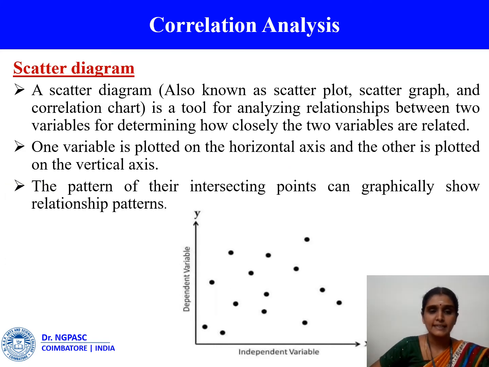The next one is the scatter diagram. It is a tool for analyzing the relationship between two variables, for determining how closely the two variables are related. One variable is plotted on the horizontal axis and the other is plotted on the vertical axis. The pattern of their intersecting points can graphically show relationship patterns. For example, we have x and y data, a pair of values for x and y. We have to plot each pair of x and y in this graph. For example, x value 25, y value 30. We have to plot the point (25, 30) in the graph.